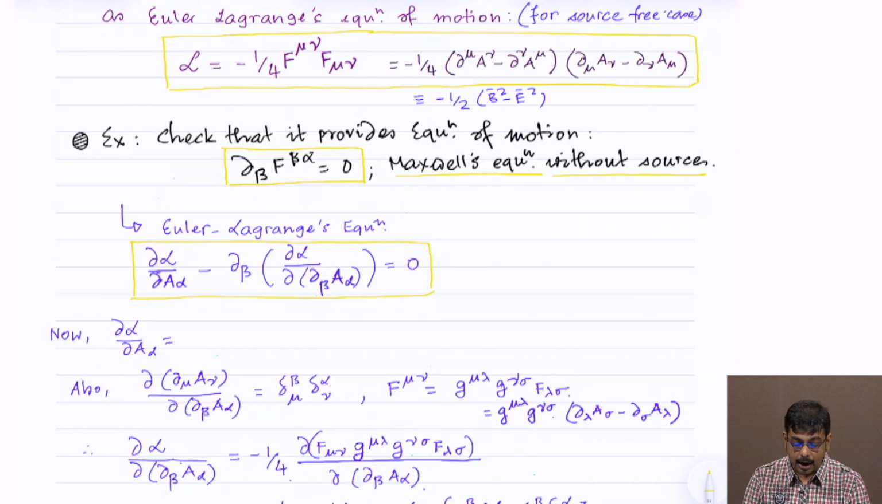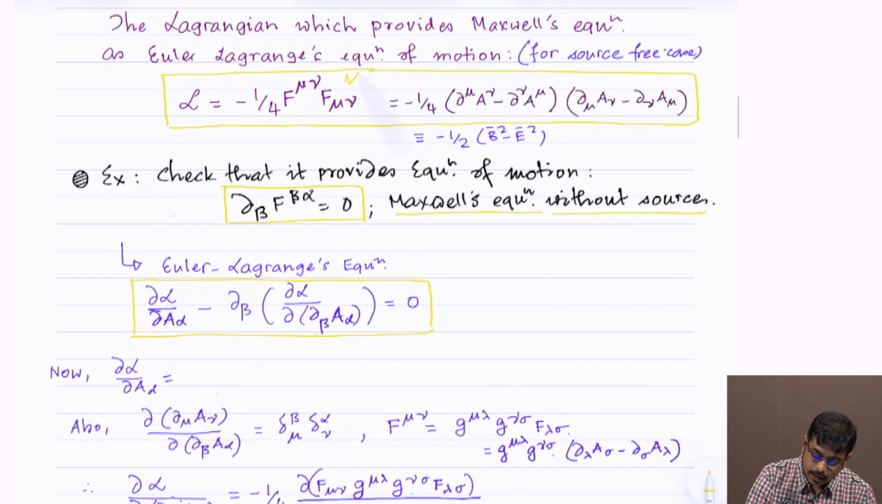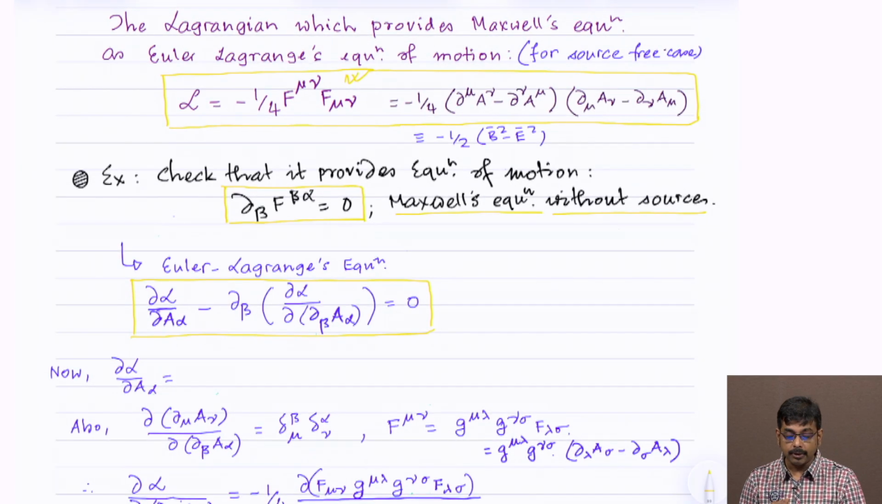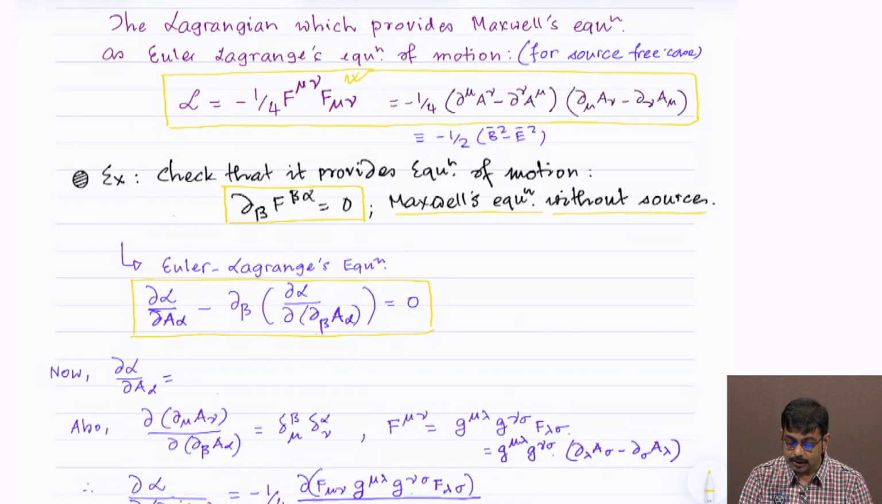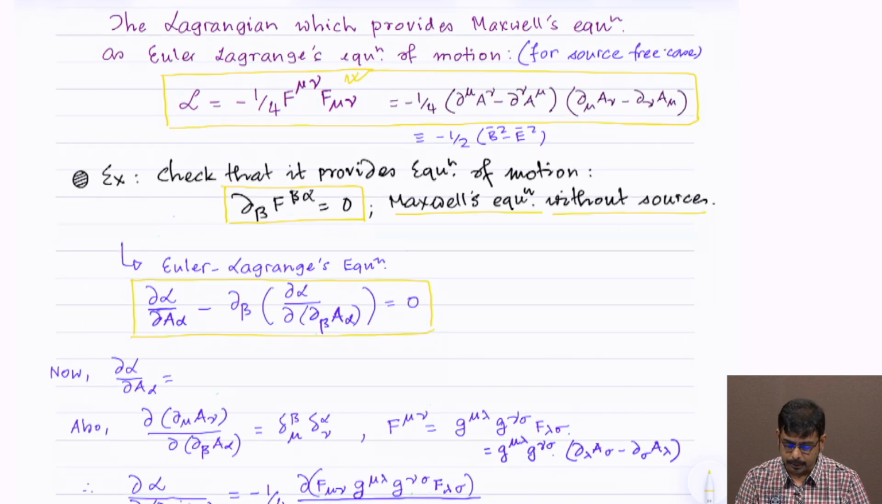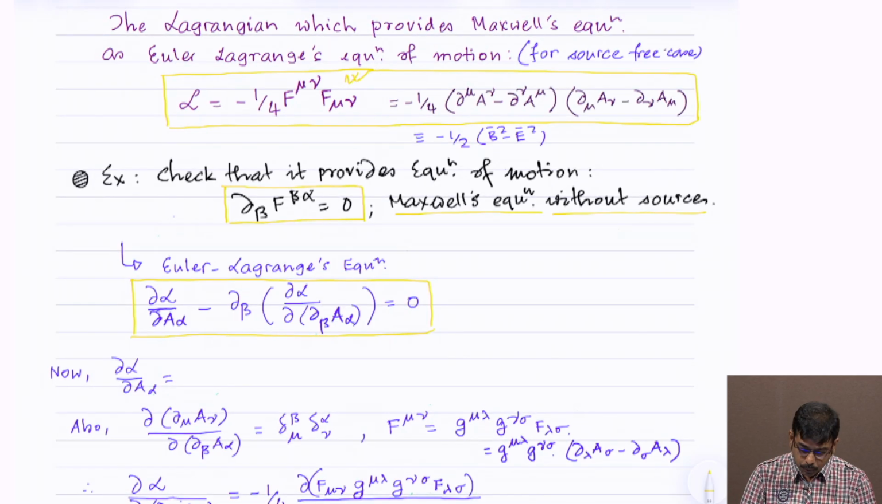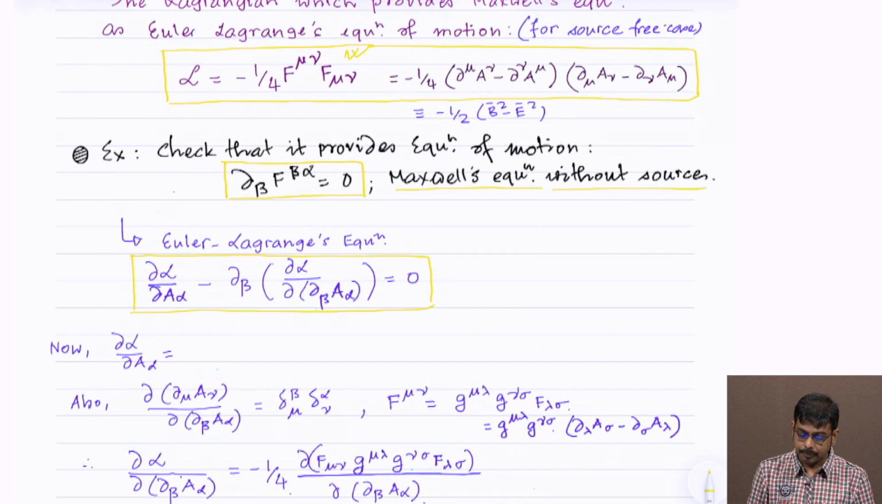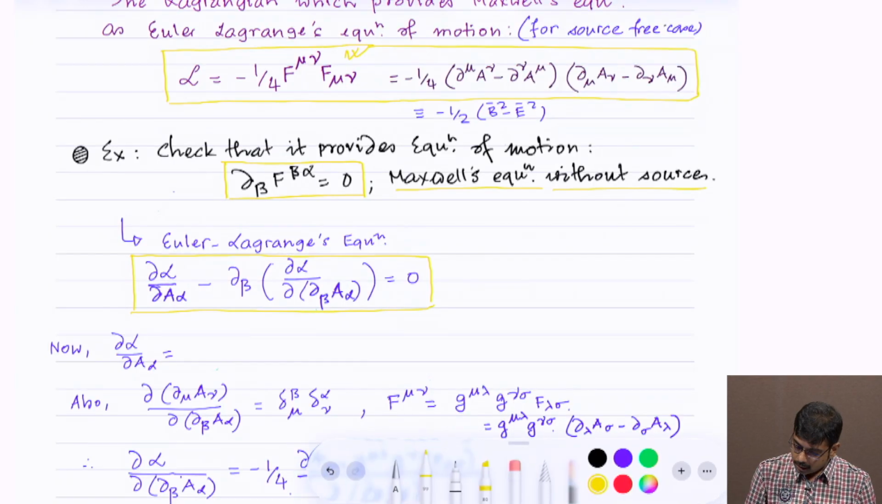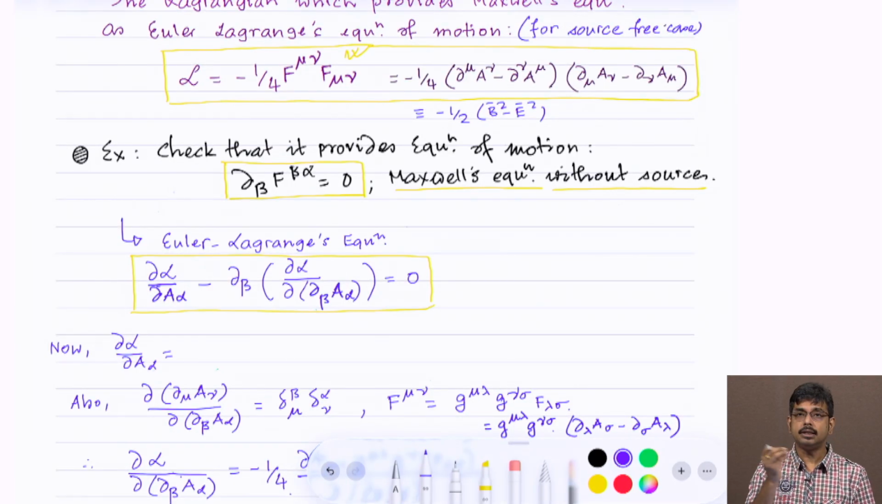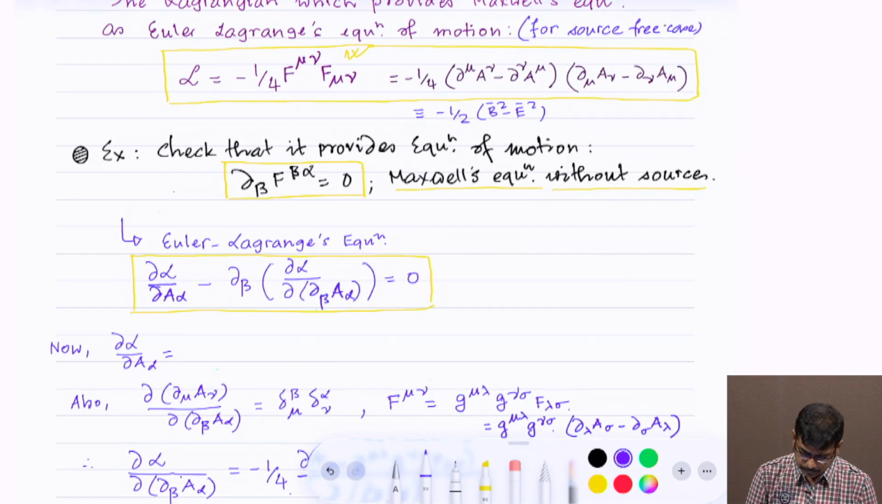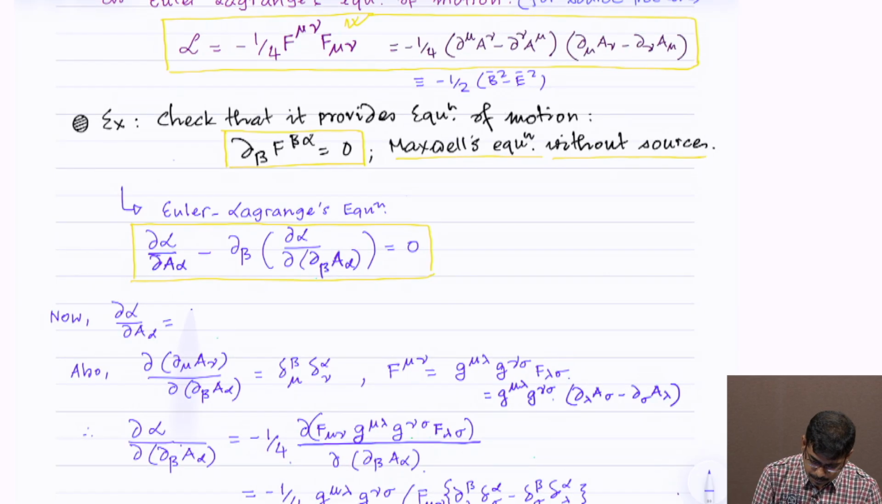Now, what is ∂L/∂A_α? If you adhere to this Lagrangian, minus 1/4 F_μν F^μν, which once you expand in terms of the definition of the field strength tensor looks like (∂_μ A_ν − ∂_ν A_μ)(∂^μ A^ν − ∂^ν A^μ), what is ∂L/∂A_α? You see that it does not have any dependence on the field by itself. So, this is simply 0.